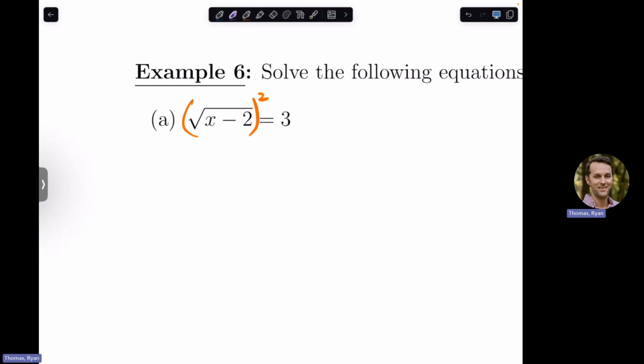So before I square, I want to get the thing I'm trying to square isolated first. Now here that's already done. So we can square both sides. On the left-hand side, we're squaring a square root. So what happens? We just get rid of the square root. We get x minus 2. On the right-hand side, we're squaring 3, which is 9. And then finish whatever's left to be finished. Add 2 to both sides. So x is 11.